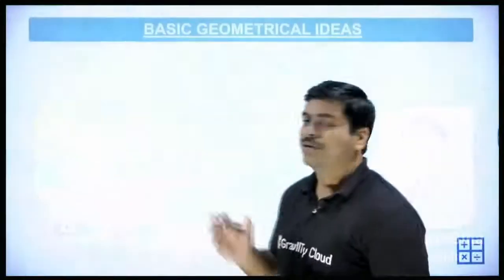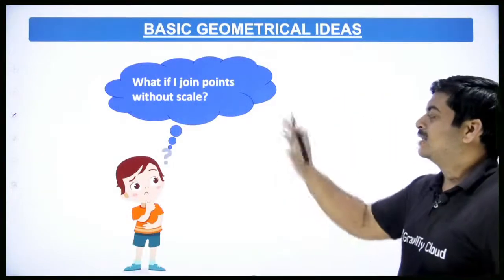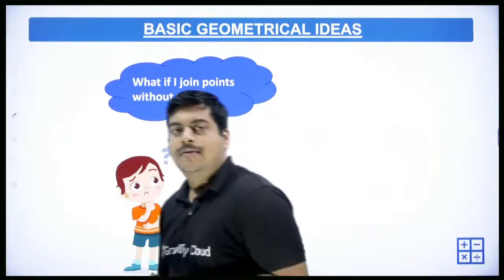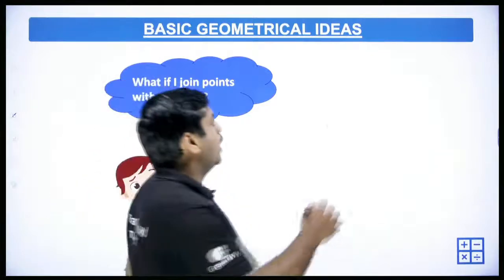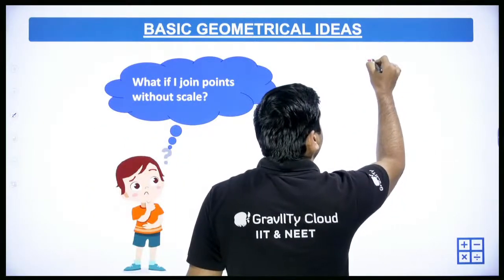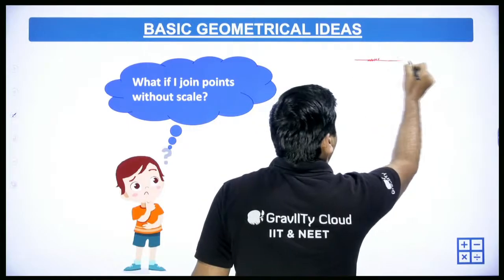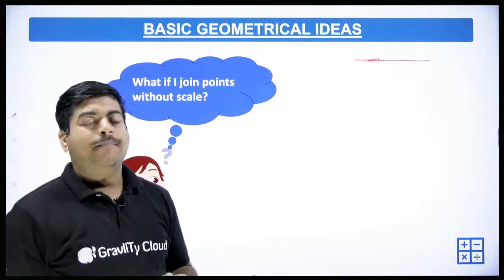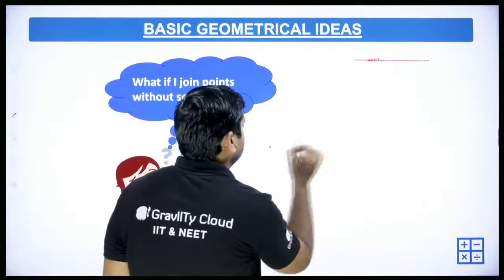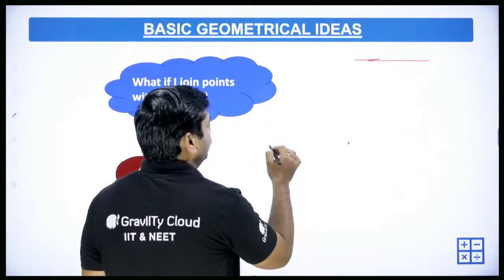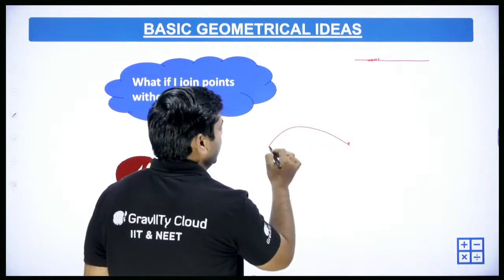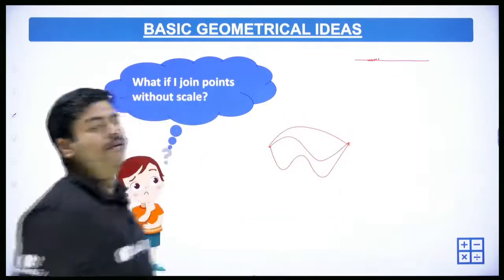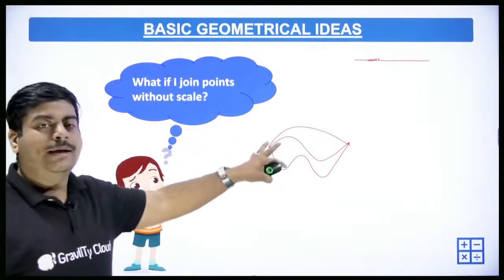Let's see what we are going to discuss today. Yesterday we discussed that all the points together will form a straight line, correct? But what if there are 2 points and I'm not joining them with a scale, but joining with some kind of symbols, in this way or in this way, however it is? So we can join in any way.